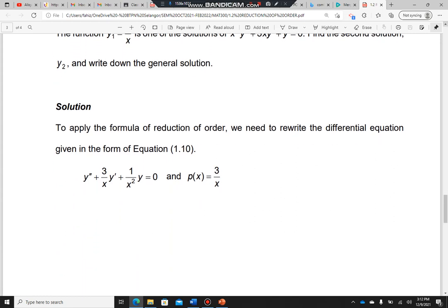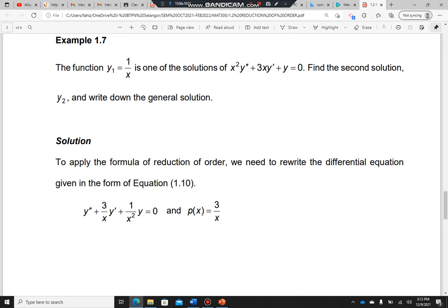Okay, first kita tulis dulu dalam bentuk general form. So make sure kat sini, kalau general form yang ni, x square y double prime plus 3xy prime plus y, make sure depan ni mesti constant 1. So untuk jadikan dia constant 1, you need to divide by x square. Okay, bahagi dengan x square semua.